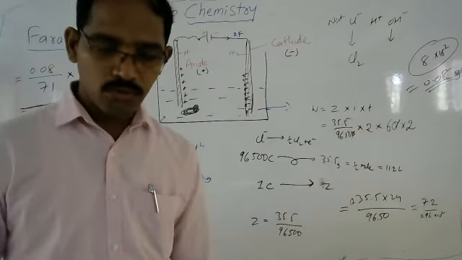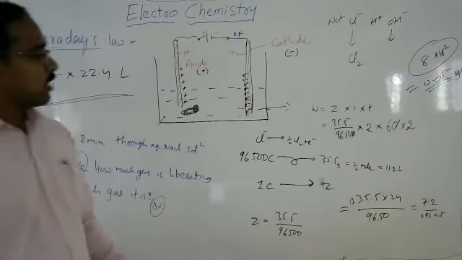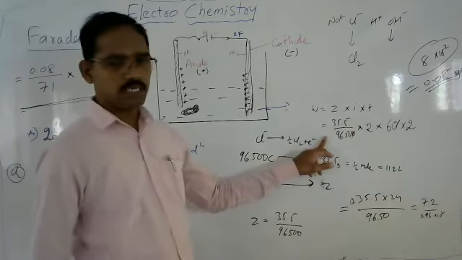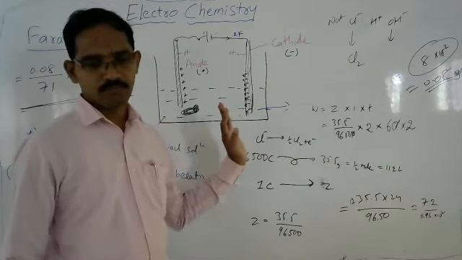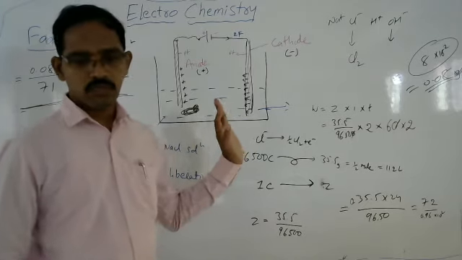Understood how to calculate? See here, the important thing is only Z. Z, how to calculate, I explained to you. Understood everyone?